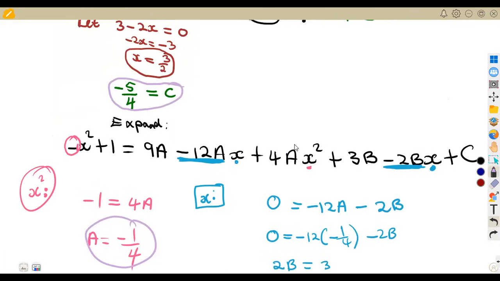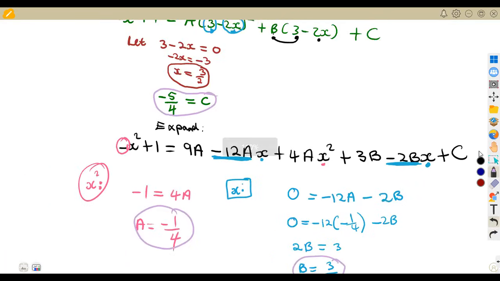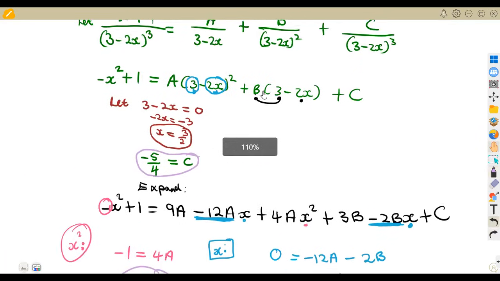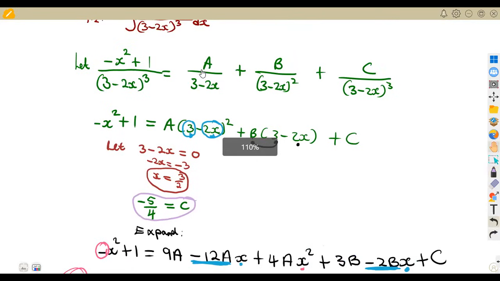So we are supposed now to bring these solutions back to our integrals. All right, back to the part of what? To the part of our partial fraction that we had. Let me get this here, where we had the first part, it was a over 3 minus 2x.